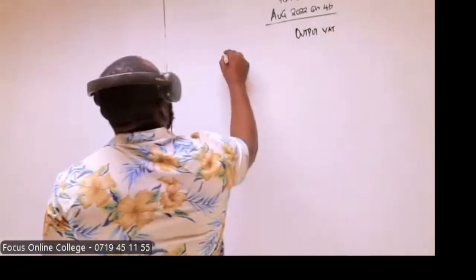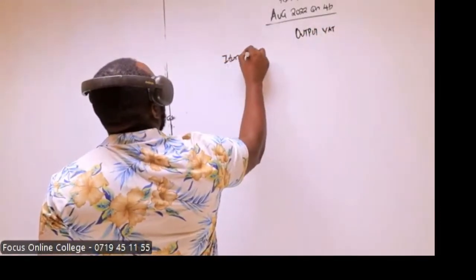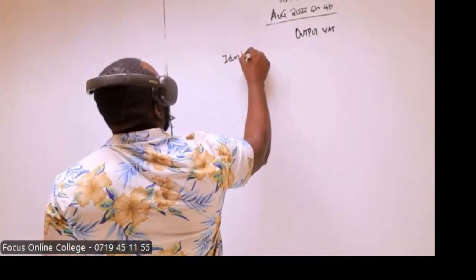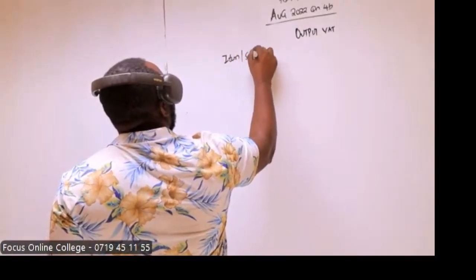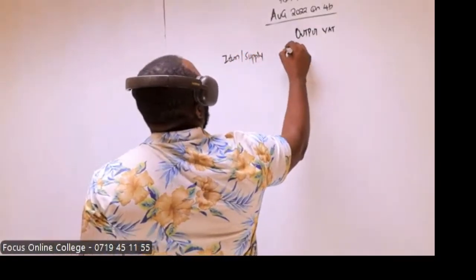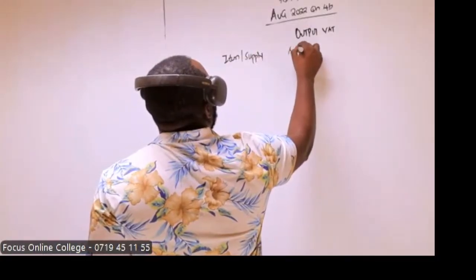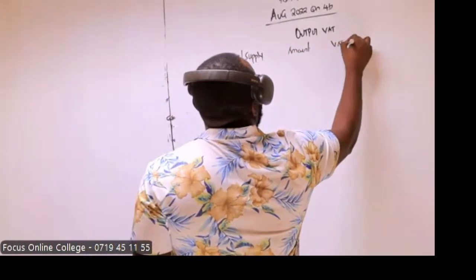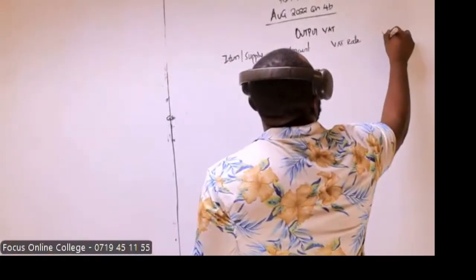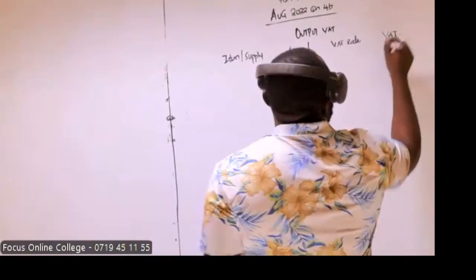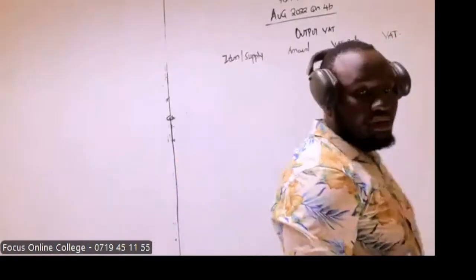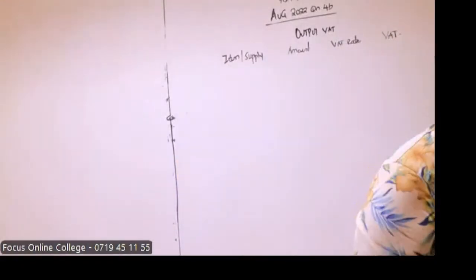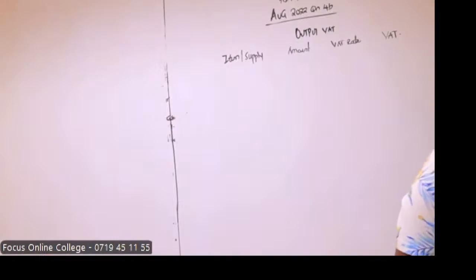So we have the items, what we call the supply, the amount, the VAT rate, and then we have the VAT. Are we able to see that? If we are able to see that, you give one yes.